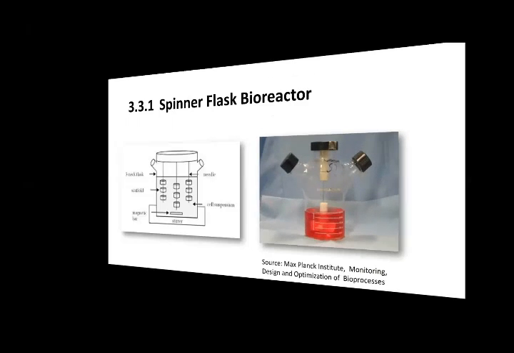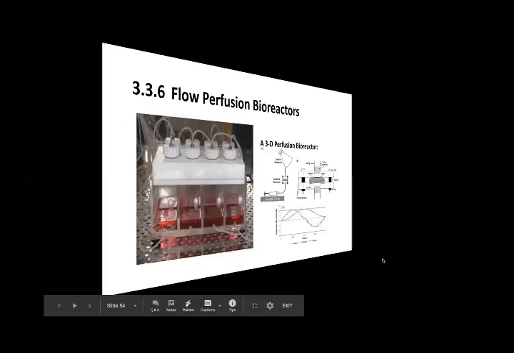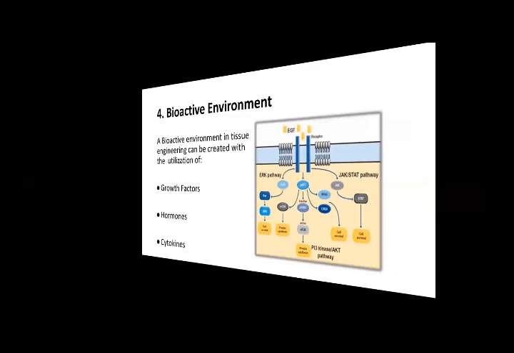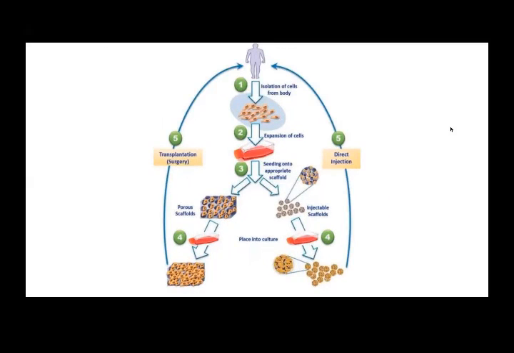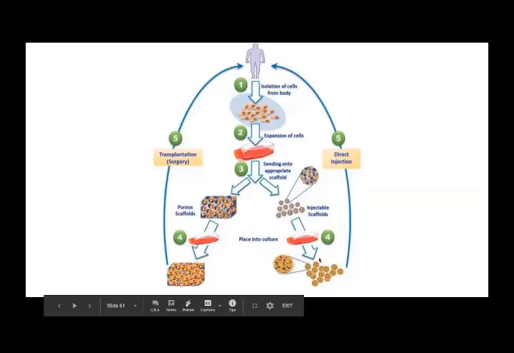We talked about the different types of bioreactors. Okay, we looked at that as well. Then we have this nice diagram which highlights the whole process tissue engineering goes through: the isolation of the cells, expansion of the cells, and then seeding into appropriate scaffolds that are created, the porous, injectable, different types. Injectables are placed into culture and then directly injected back into the host, or surgically transplanted back to the host.